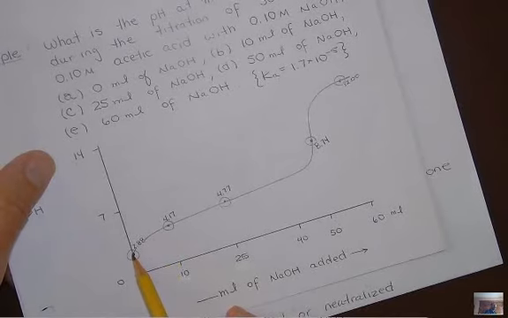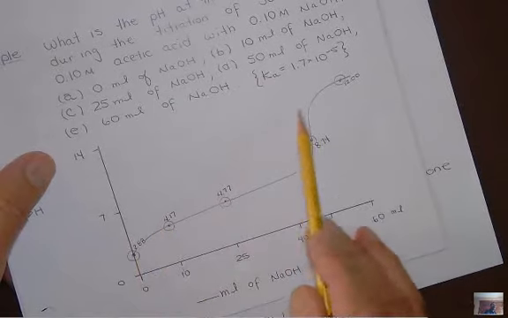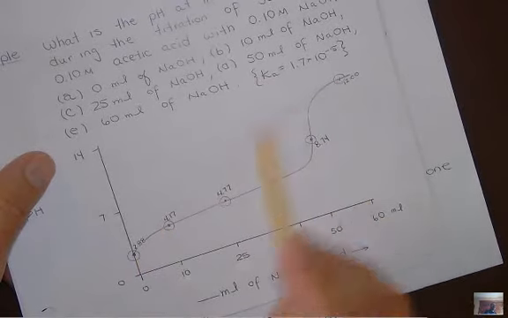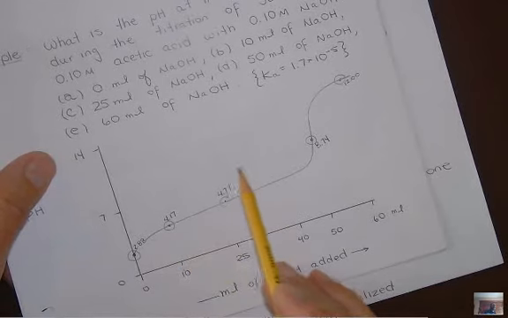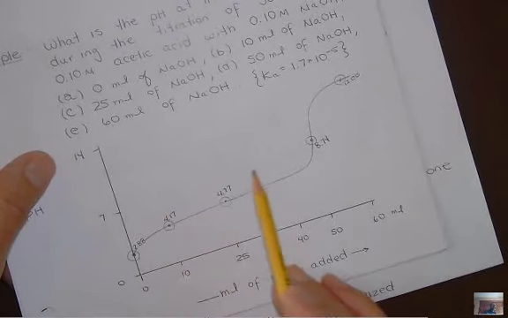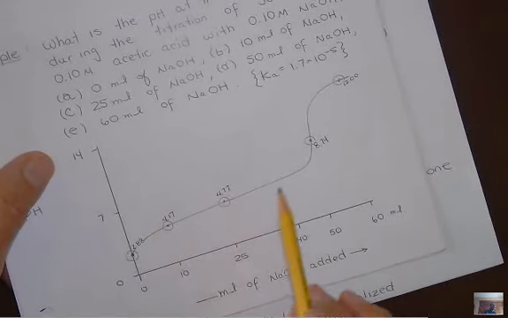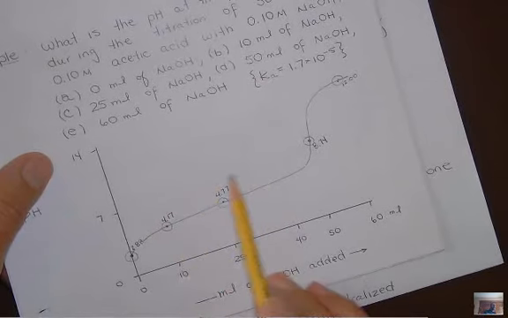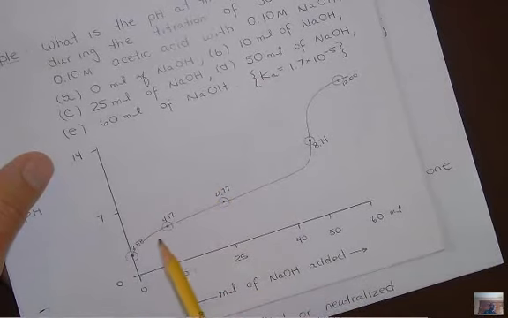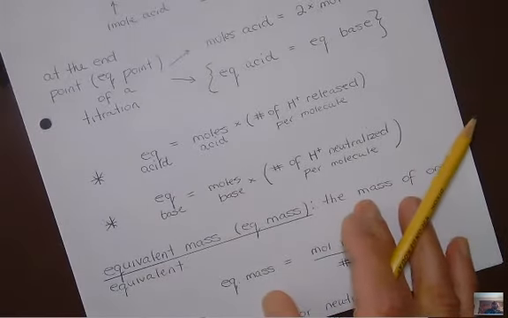In order to be a buffer, I need to have both HAC, significant amounts of HAC and AC minus. I don't have that here. I don't have that here either. Here I have all AC minus. Here I have all HAC. But through here, this is the sweet spot when it's very buffered. I have significant quantities of both the acid and its conjugate base. So during the titration of a weak acid with a strong base, it's buffered for the whole first part of it.